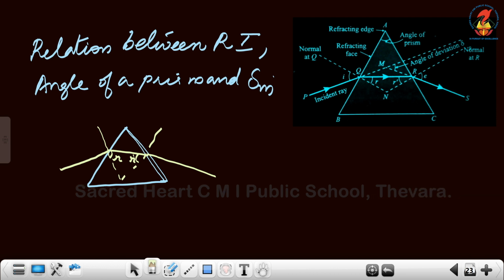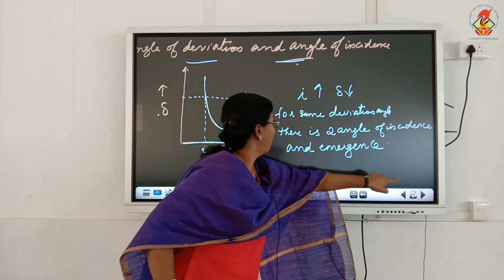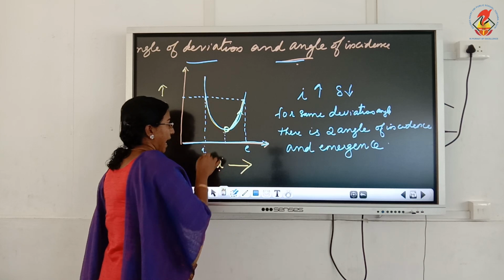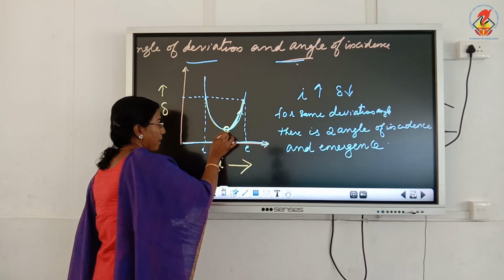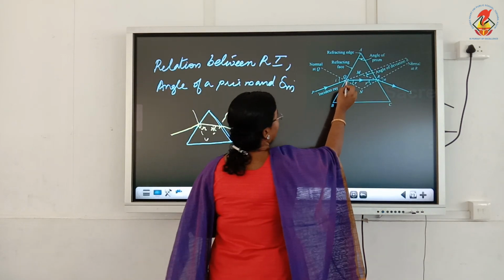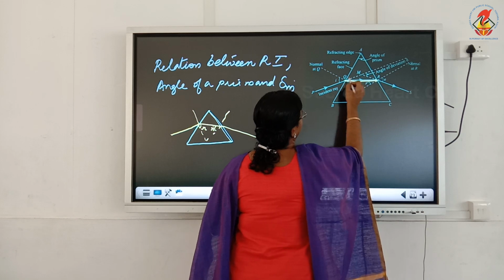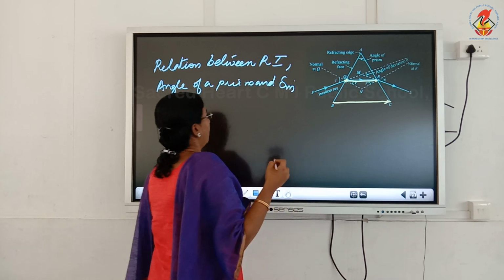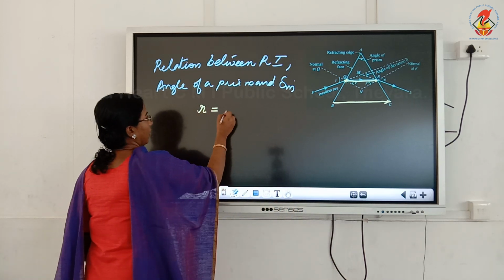But there is a certain case in which R and R dash becomes equal. Now I told you, as we are increasing the angle of incidence, angle of deviation decreases, reaches a minimum value, then only it increases. Now, the point where angle of deviation becomes minimum, at that particular condition, the refracted ray QR will be parallel to the base of the prism, and in that particular case, R will be equal to R dash.